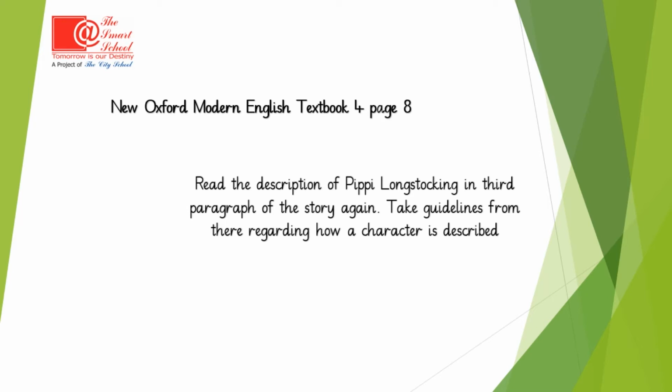Now, dear students, before we actually start writing a description, I want you to open New Oxford English Book Textbook 4 and page number 8. Over there, in the 3rd paragraph, you will find description of Pippi Longstocking. Remember when we talked about Pippi Longstocking that she had carrot-colored hair and potato-shaped nose and freckles all over her face? Everything was described so well that you could actually see the picture of Pippi without even looking at the picture in the book. So exactly see how Pippi is described in the story.